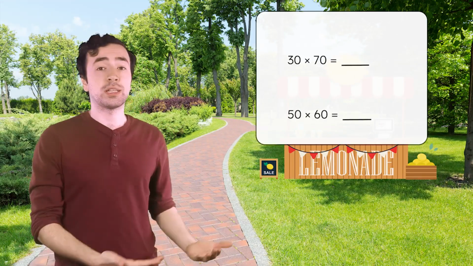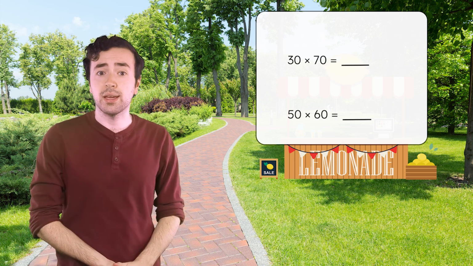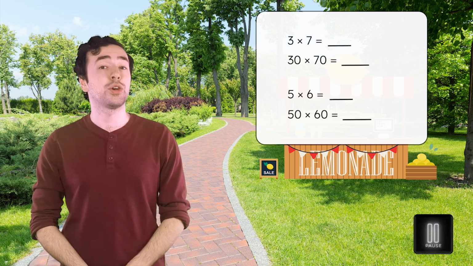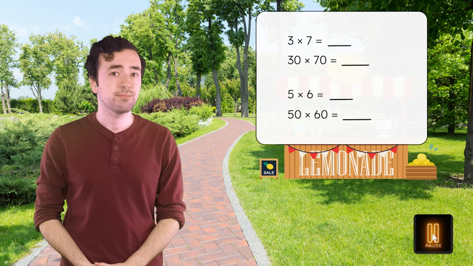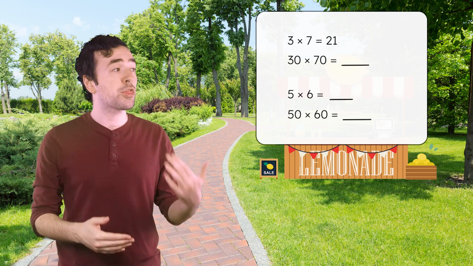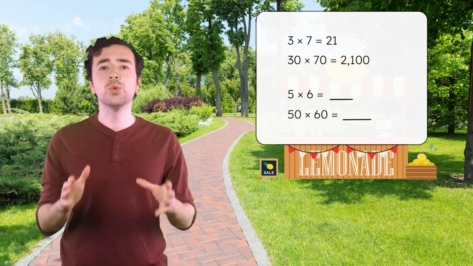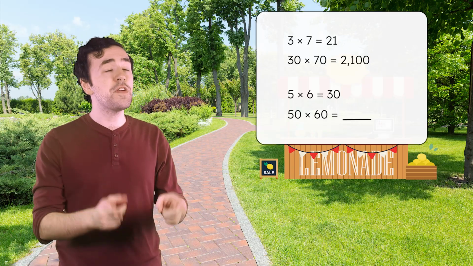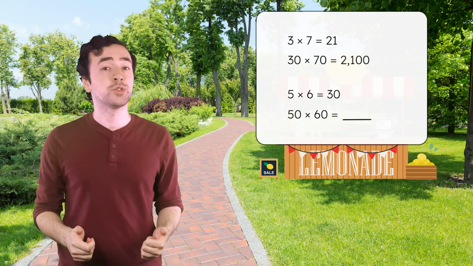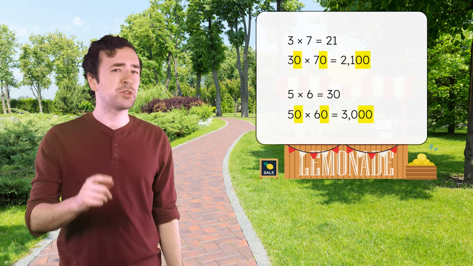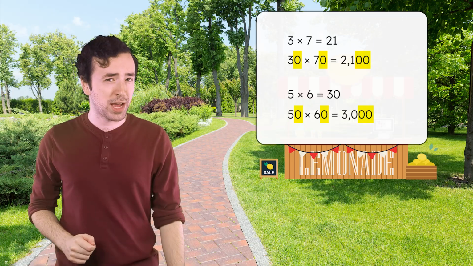What about 30 times 70 and 50 times 60? Try using your multiplication facts to help figure these out. Pause here to solve in your guided notes. 3 times 7 equals 21, so 30 times 70 equals 2,100. And 5 times 6 equals 30, so 50 times 60 is 100 times greater, or 3,000. Keep these place value patterns in mind as we practice our first strategy.